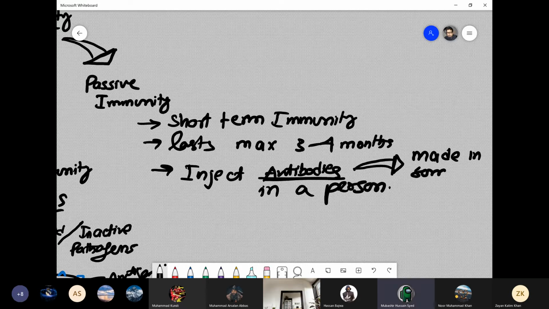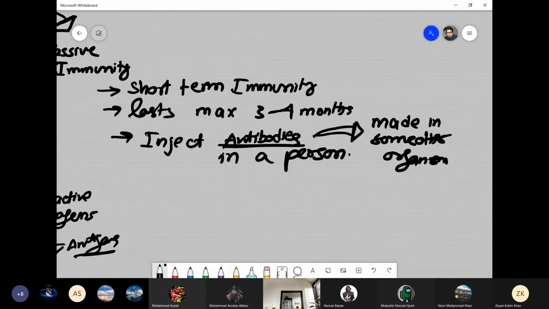Now, let me give you an example. Sir, they're also genetically engineered. Not genetically engineered. There is another method that is called monoclonal antibodies. You will learn about them in A levels.